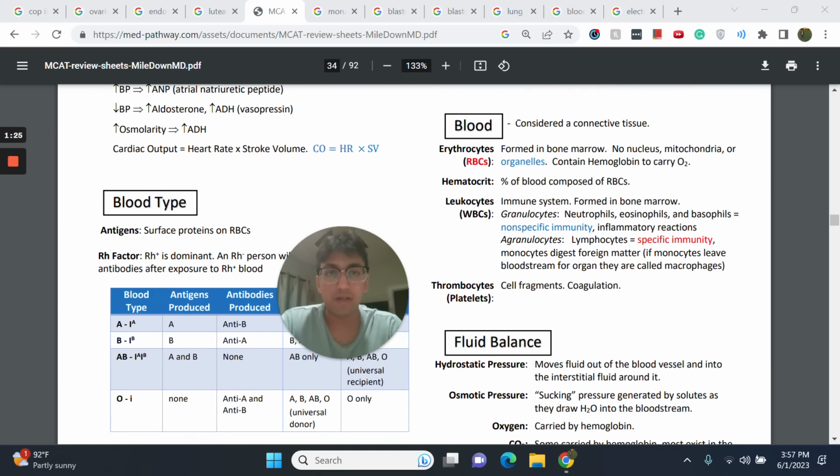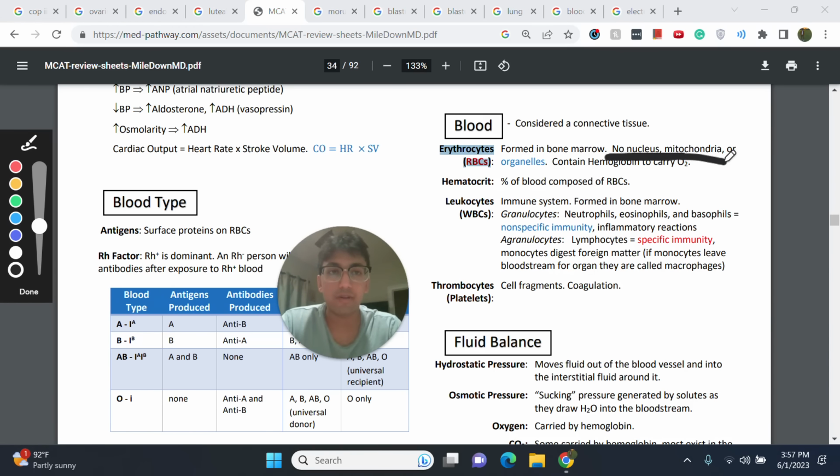Okay, next is blood. Blood is considered a connective tissue. It's made of erythrocytes, which are red blood cells. It's very important to know that all the cells in your body have a nucleus except for the red blood cells. They don't have a nucleus, they don't have mitochondria, they don't have organelles. They're just responsible for containing hemoglobin, and hemoglobin is the important protein for carrying oxygen.